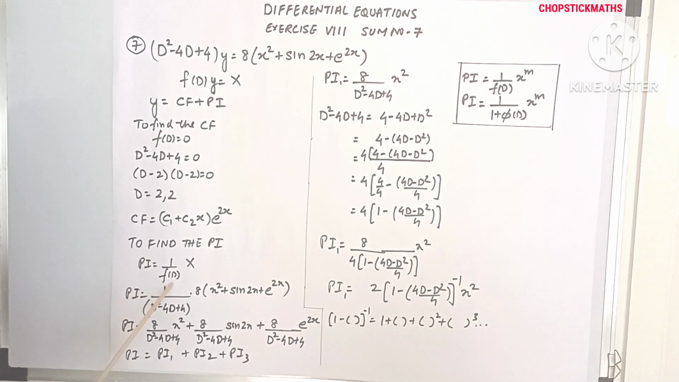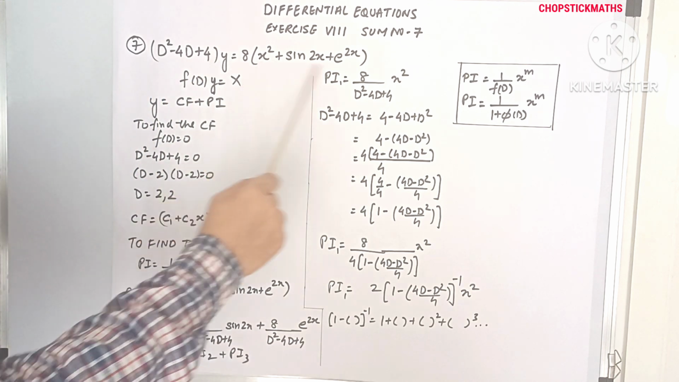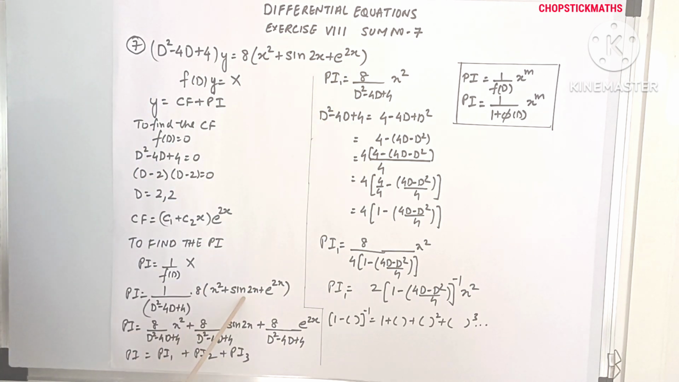Now PI is equal to 1 upon f(D) into X. That is, PI is 1 upon D² − 4D + 4 into 8(x² + sin 2x + e^(2x)). We can now write this as PI = 8 upon D² − 4D + 4 into x² plus 8 upon D² − 4D + 4 into sin 2x plus 8 upon D² − 4D + 4 into e^(2x).